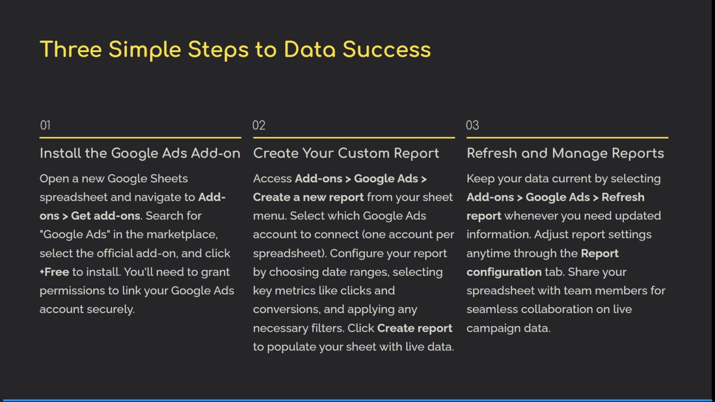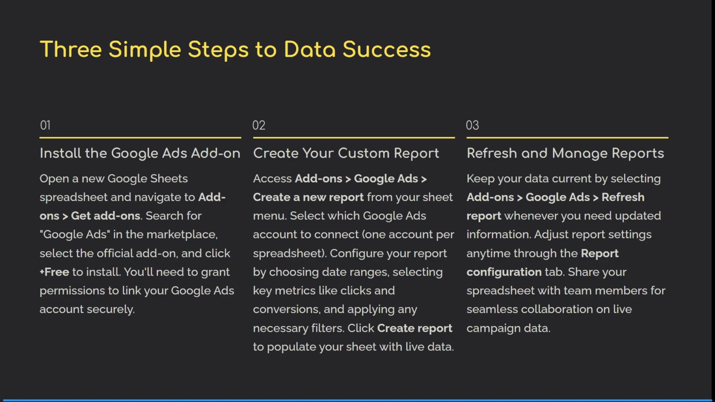You'll need to grant some permissions to link your Google Ads account to your Google Sheets account securely. Now access add-ons. Go and look for Google Ads. Click on Create a new report. From your Sheets menu, select which Google Ads account to connect. You can do one account per spreadsheet.